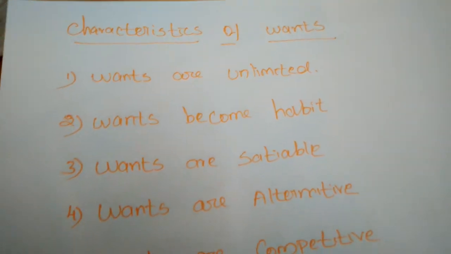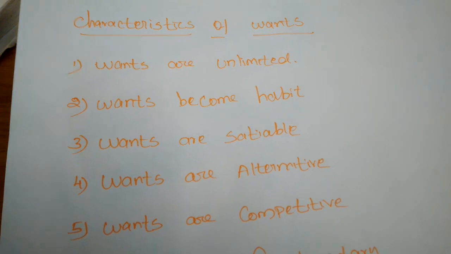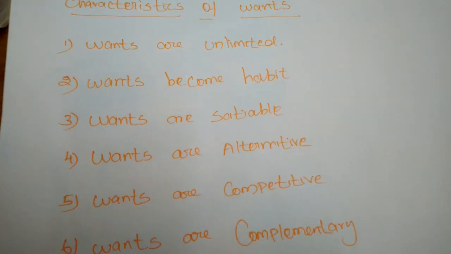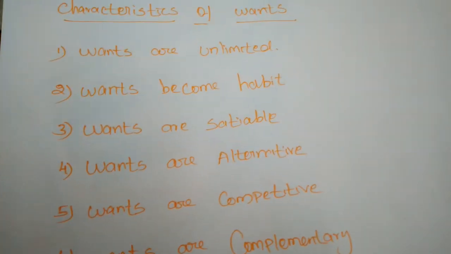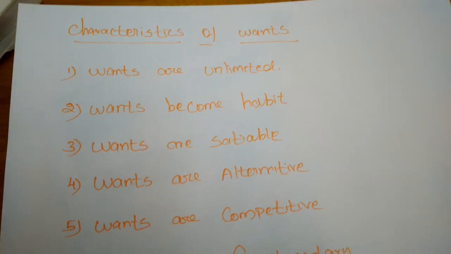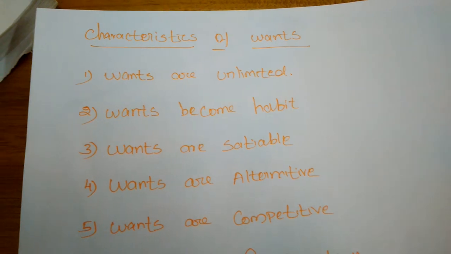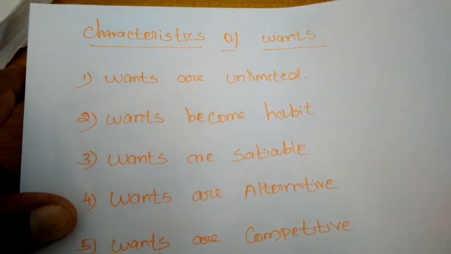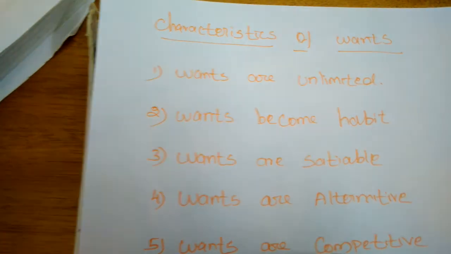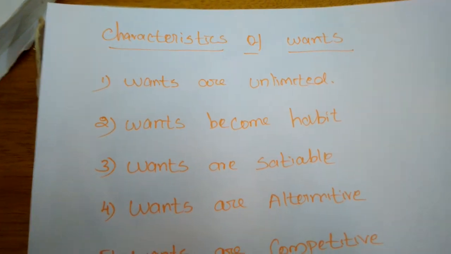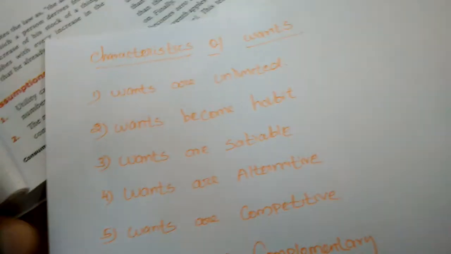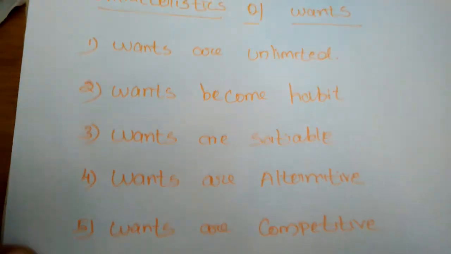Okay, students, it's enough, I think. Just study the production possibility curve, the uses of the production possibility curve and the characteristics of wants. Just touch the last lesson. Okay, students. Thank you.